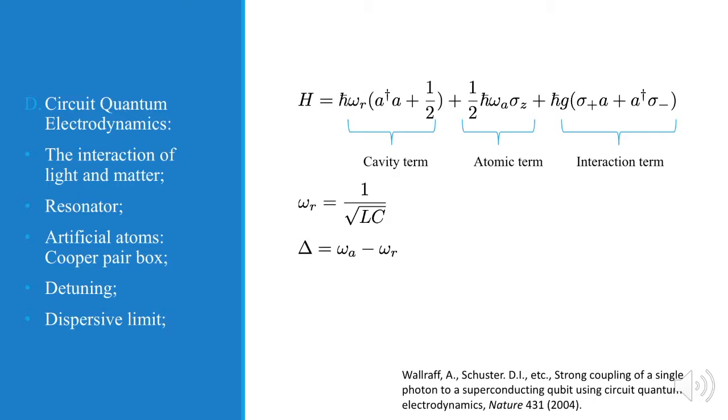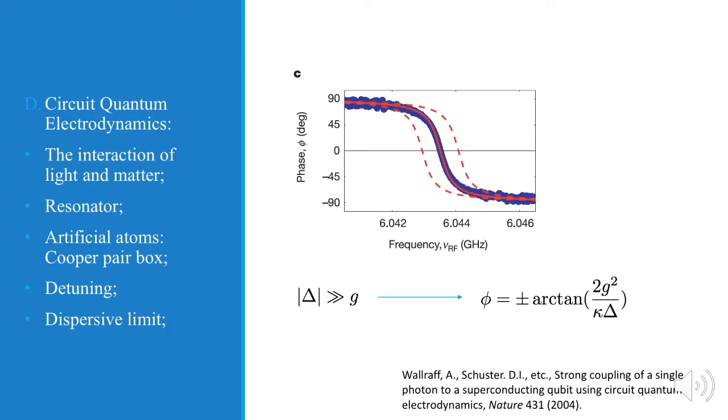Such shifts in the resonator frequency are sensitively measured as the phase shift. And this phase shift can be represented as arctangent of 2g squared over kappa delta. Kappa is the permittivity of the medium.